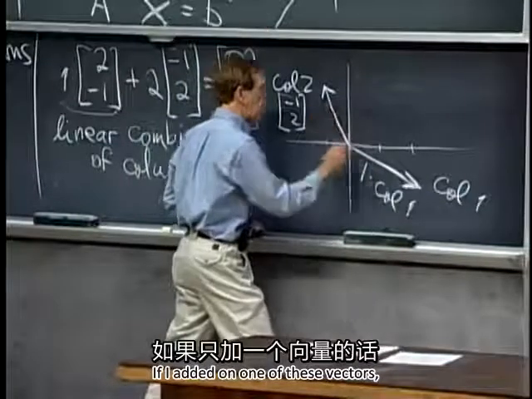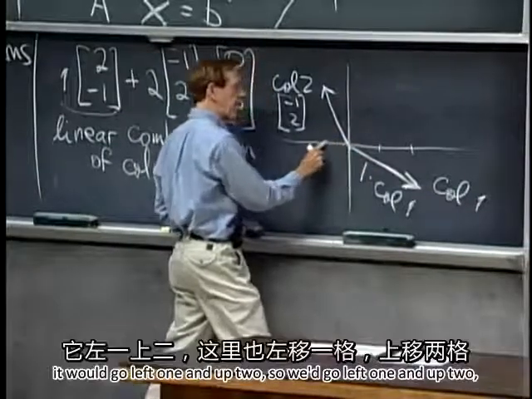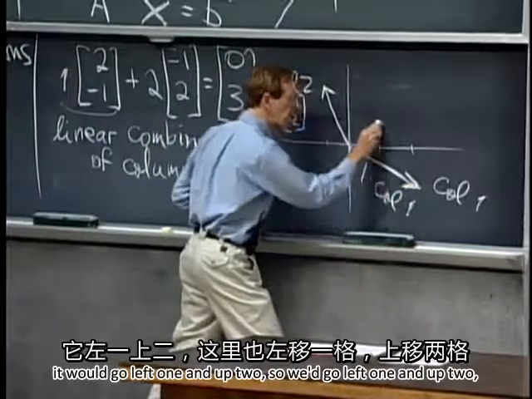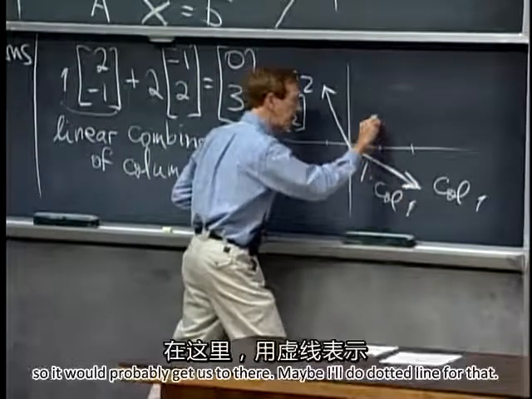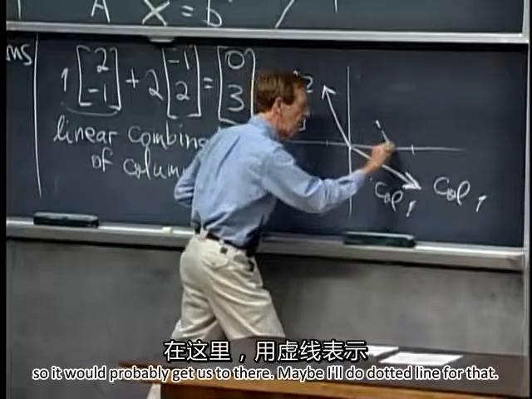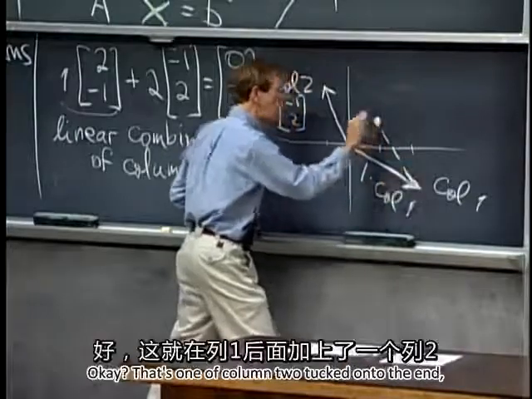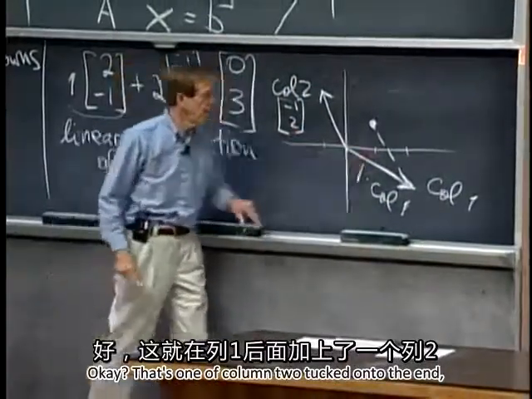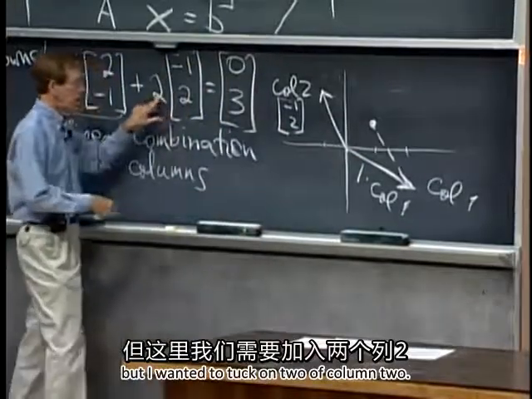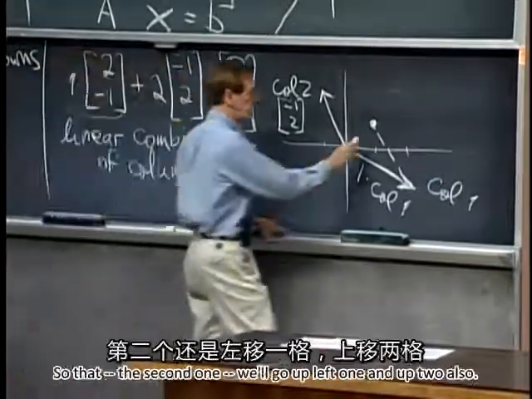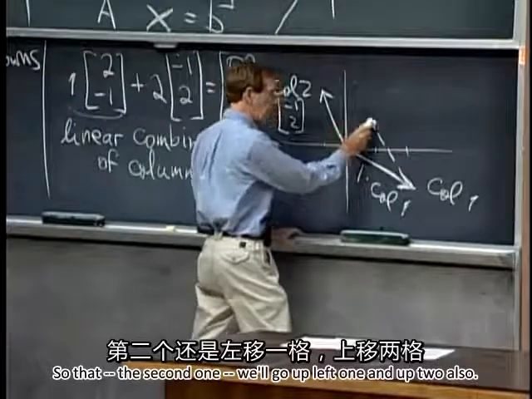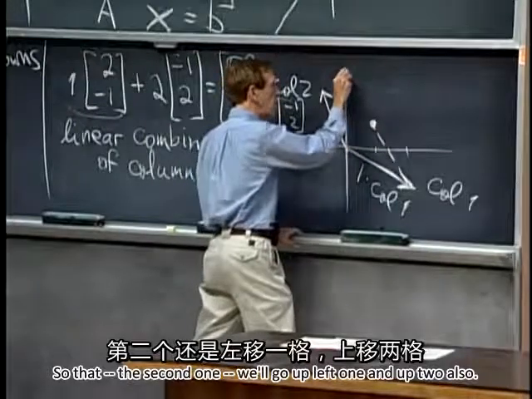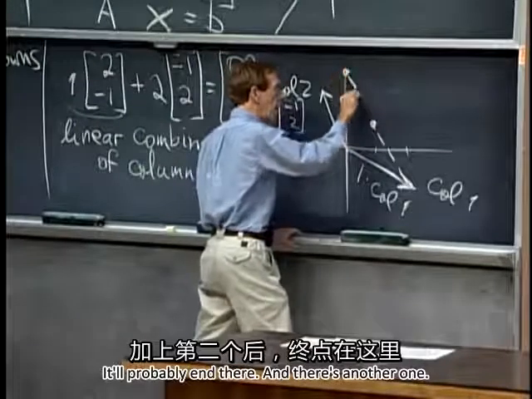If I added on one of these vectors, it would go left 1 and up 2. So it would probably get us to there. Maybe I'll do a dotted line for that. Okay? That's 1 of column 2 tucked on to the end, but I wanted to tuck on 2 of column 2. So the second one will go left 1 and up 2 also. It'll probably end there. And there's another one.